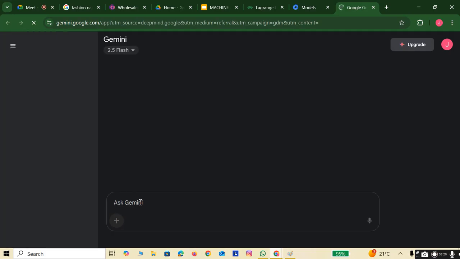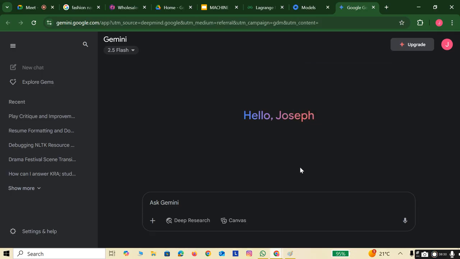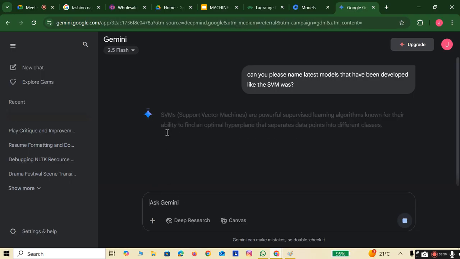Okay, so you say, can you please name the latest models that have been developed, like the support vector machine was. I don't know if that's correct English or grammar.